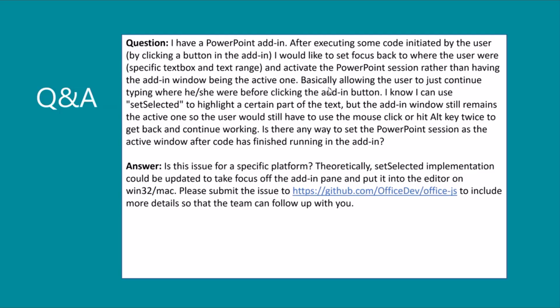The question is that I know I can use set selected to highlight a certain part of the text, but the add-in window still remains the active one, so users will still have to use a mouse click or hit the Alt key twice to get back and continue working. Is there any way to set the PowerPoint session as the active window after the code has finished running in this add-in?